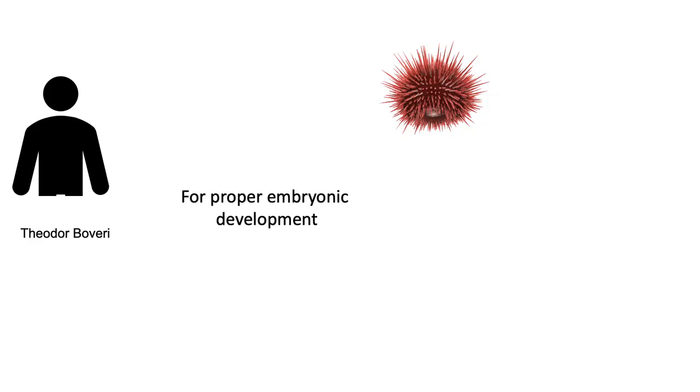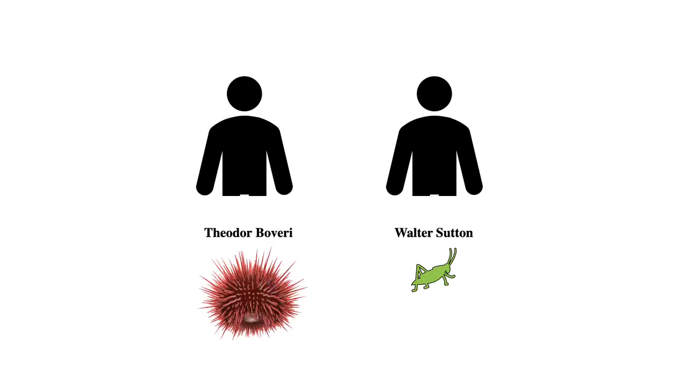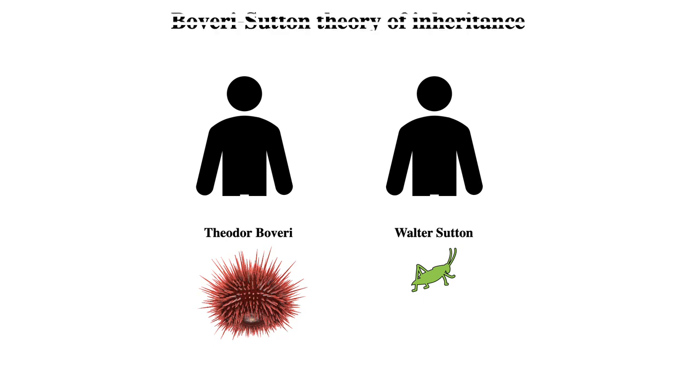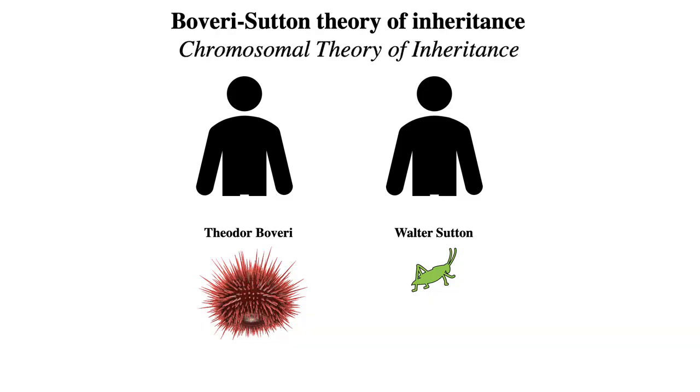Theodor Boveri was working on sea urchins. He found that in order to have proper embryonic development, all the chromosomal pairs have to be present in the embryo. Both these works were later combined to give us a single theory, which came to be known as the Boveri-Sutton theory of inheritance. Now, it is also referred to as the chromosomal theory of inheritance.